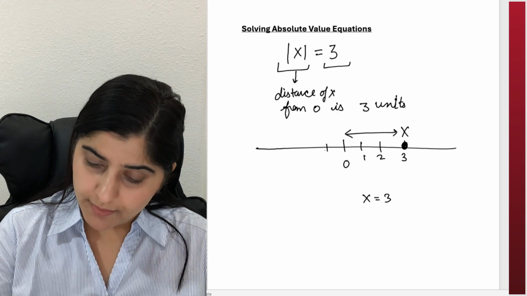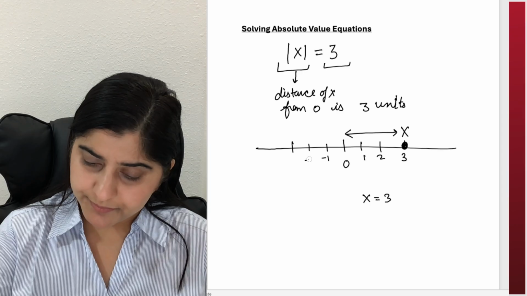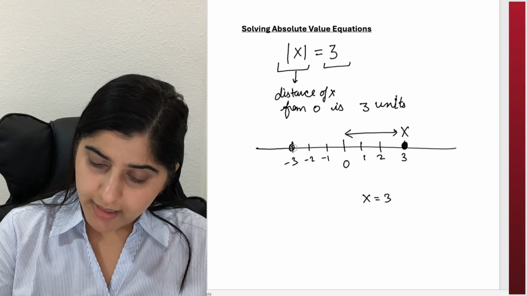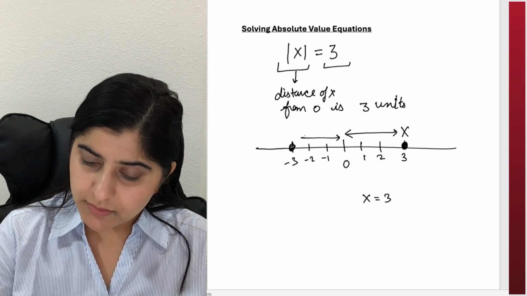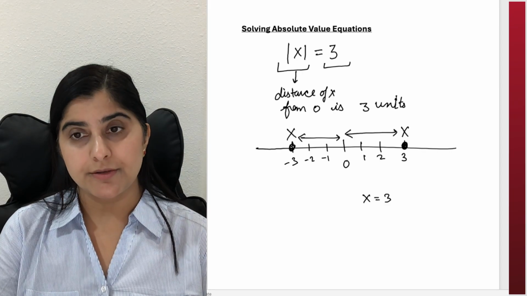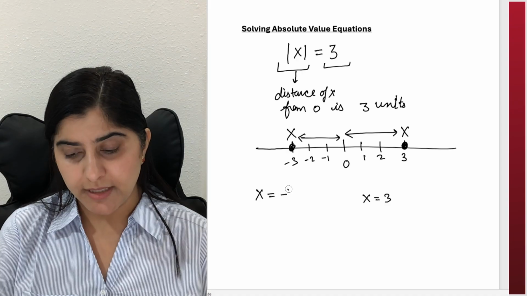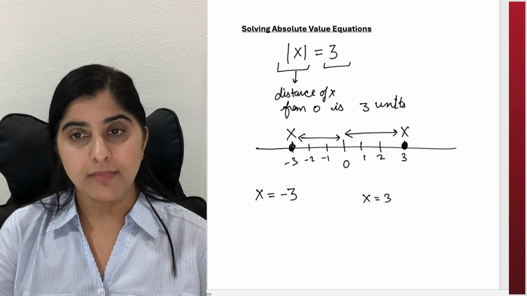Correct? Now, if you go to this side, the left side of 0, this distance is also 3 units. If x is here, the distance from 0 is also 3 units at this point. That means x can also be equal to -3.